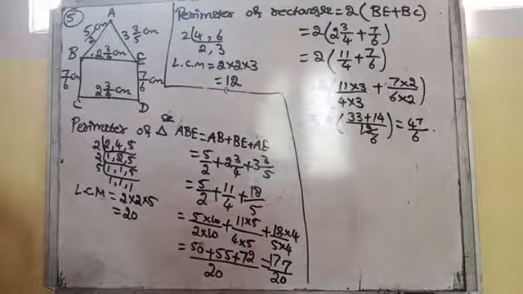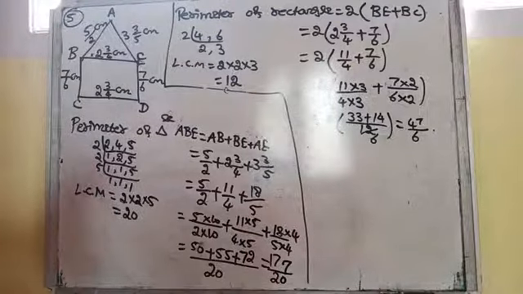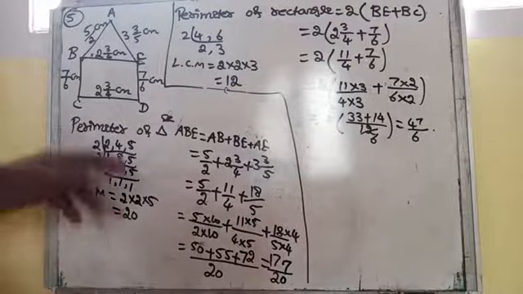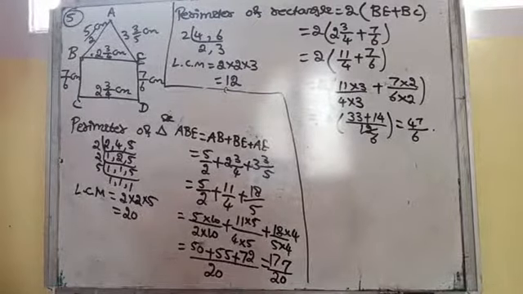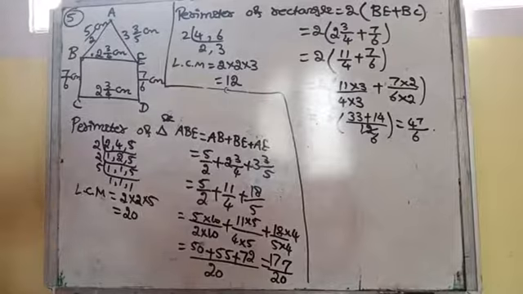So we found the perimeter of the triangle as well as the rectangle, and then they asked us to compare which one is greater. Okay. Here the perimeter of the triangle we got is 177 by 20, but here we got 47 by 6. But these two fractions are what? Not like fractions, unlike fractions. So what you have to do? Again you have to find the LCM for that, because these two fractions are unlike fractions.